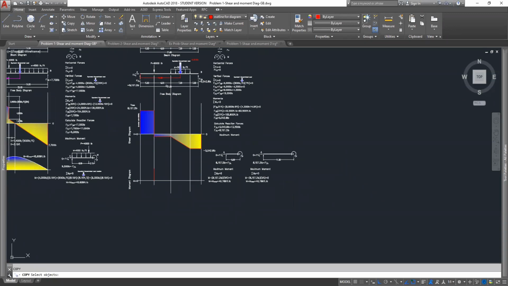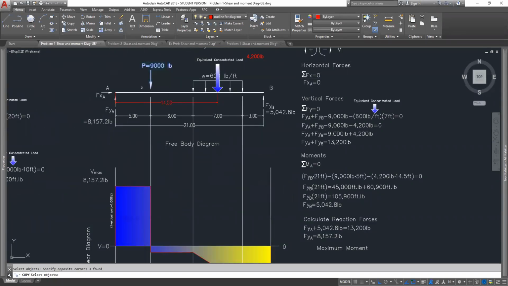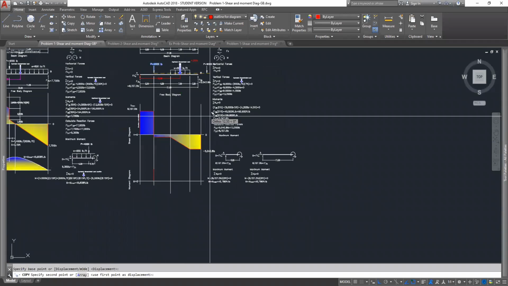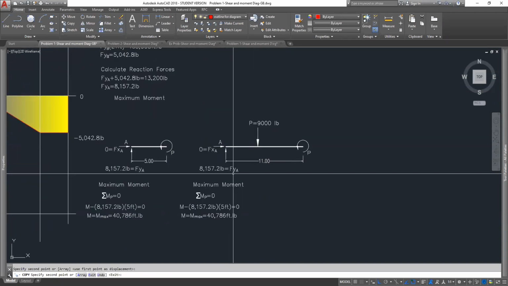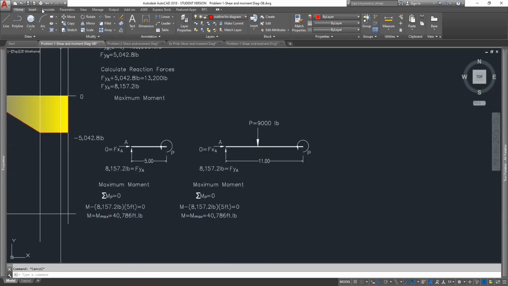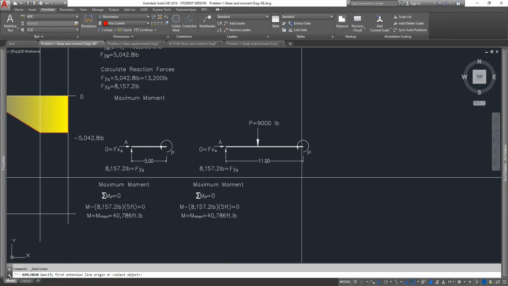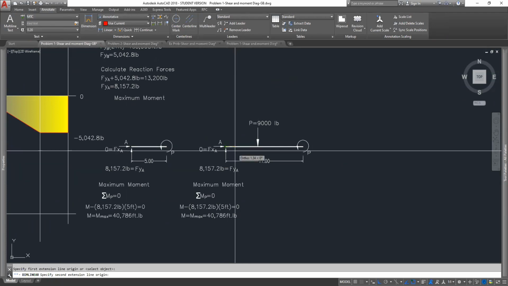So I'm going to go ahead and I'm going to copy the 9,000 force. And I know that is going to be located at 5 feet over. So I'm just going to do an annotate and do it over here. Dimension from here.